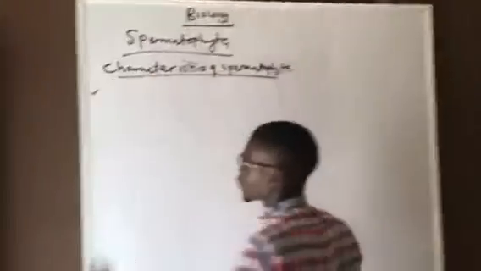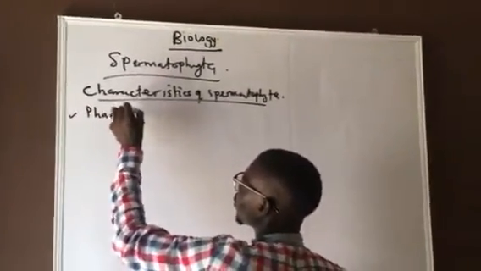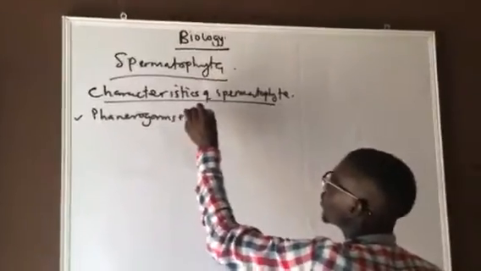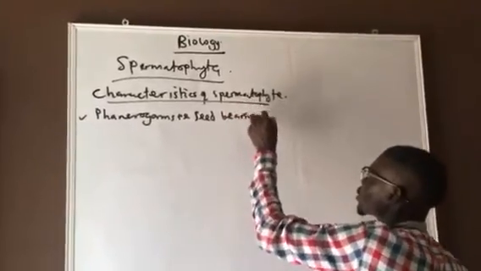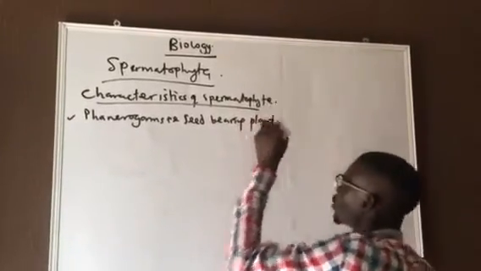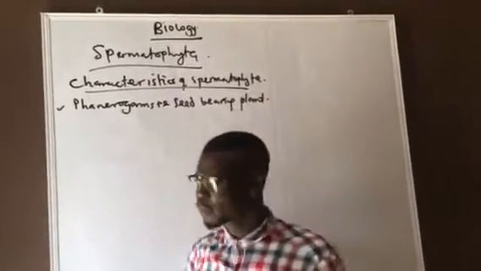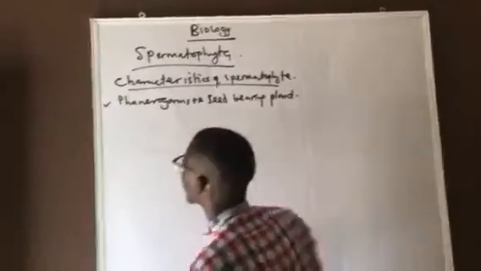The first characteristic is that they are phanerogams. That means they are seed-bearing plants. So this group of plants bears seed. They reproduce by producing seed. Another characteristic is that they also exhibit alternation of generation.